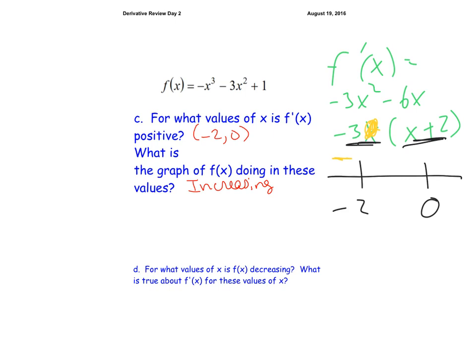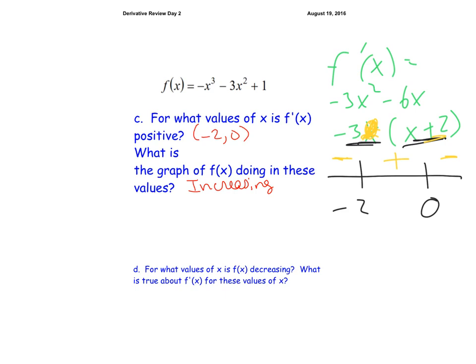And then between -2 and 0, we would have a negative here and a negative, so that would be positive. And then after 0, we would have a negative and a positive, making it a negative. So for what values is the derivative positive? It would be -2 to 0. So for the other question, what is the graph of f of x doing in these values? By definition, whenever a derivative is positive, it's increasing since the derivative is a rate of change.